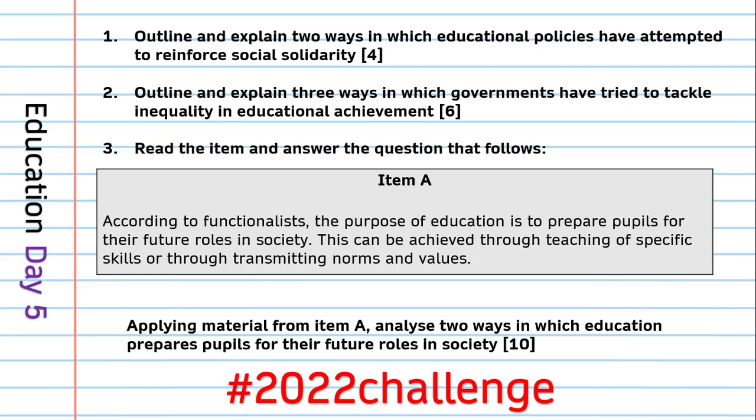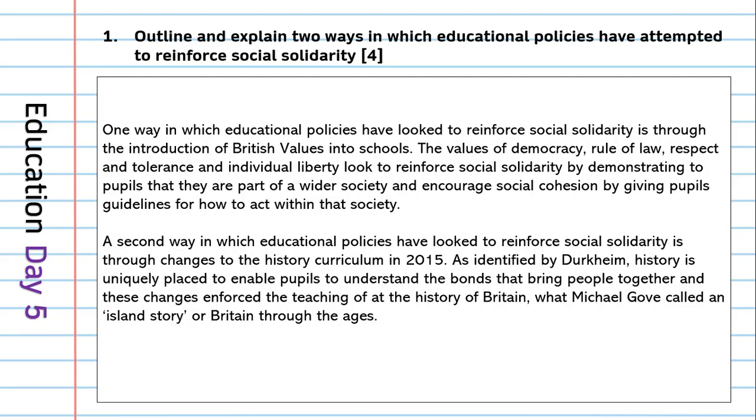And question number 3, read the item and answer the question that follows. Item A, according to functionalists, the purpose of education is to prepare pupils for their future roles in society. This can be achieved through the teaching of specific skills or through transmitting norms and values. Applying material from item A, analyse 2 ways in which education prepares pupils for their future roles in society. Let's look at my responses to today's challenge.